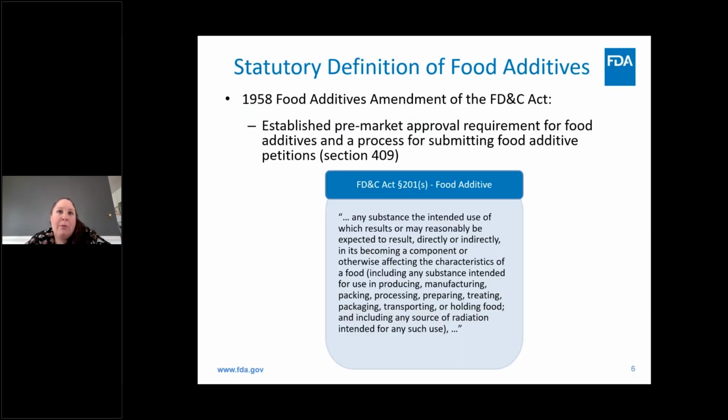So the first regulatory pathway I will discuss today is the food additive petition pathway. But let's start by defining a food additive. So the 1958 Food Additives Amendment defines food additives as any substance, the intended use of which results or may reasonably be expected to result directly or indirectly in it becoming a component or otherwise affecting the characteristics of food.